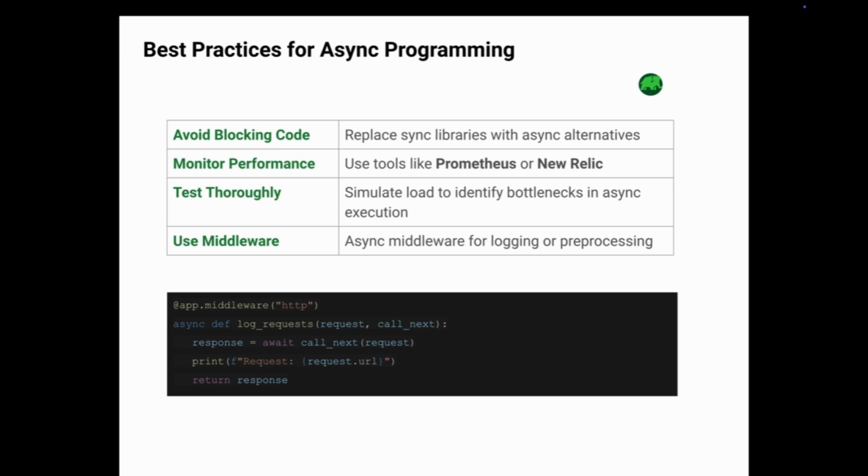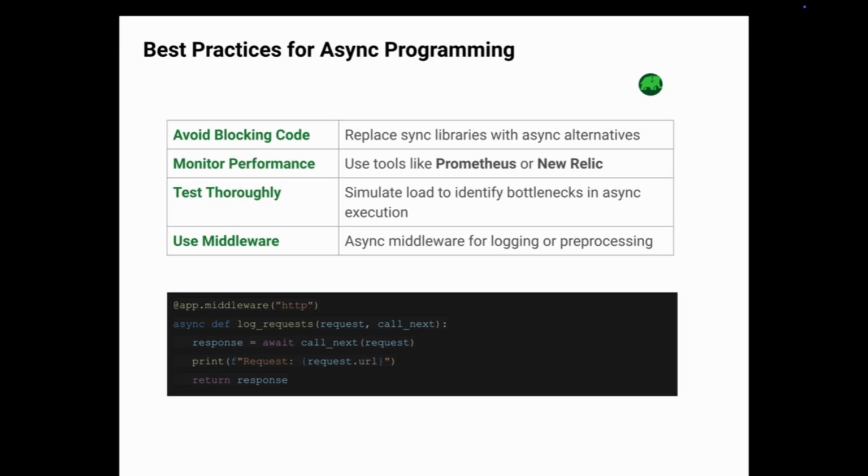Number three, the third point here is test thoroughly. Simulate load to identify bottlenecks in async execution. Testing is always critical, but it is even more important when working with asynchronous code. It is easy to assume that async functions are performing as expected, but you need to simulate load to make sure your app holds up under real-world usage.